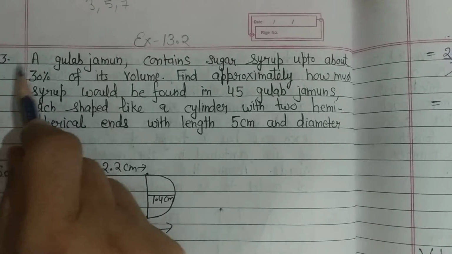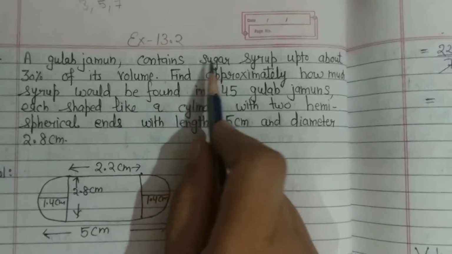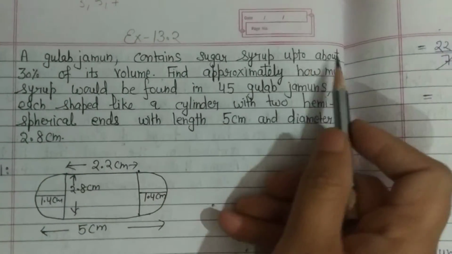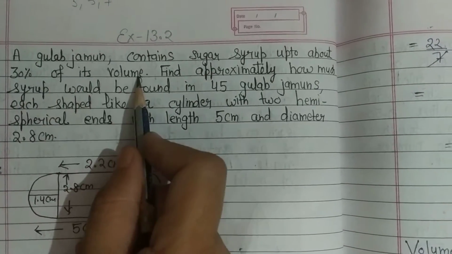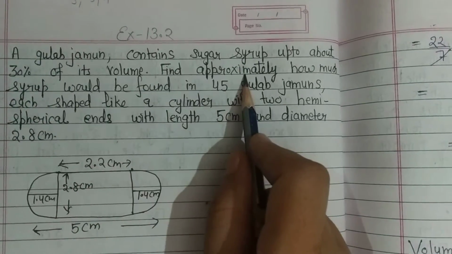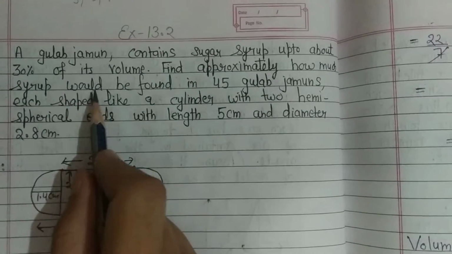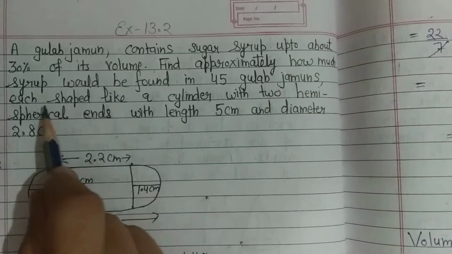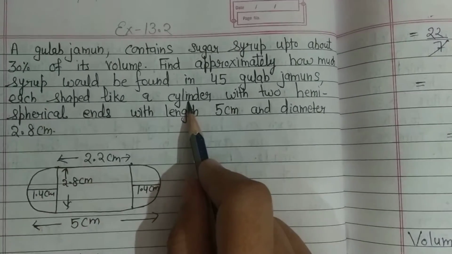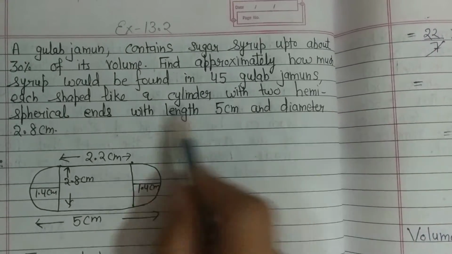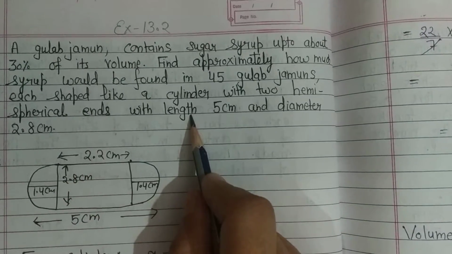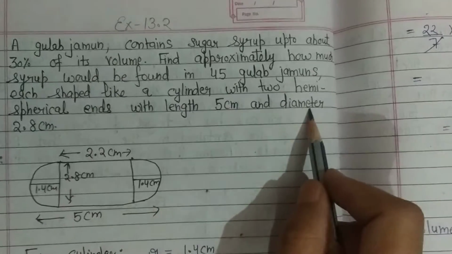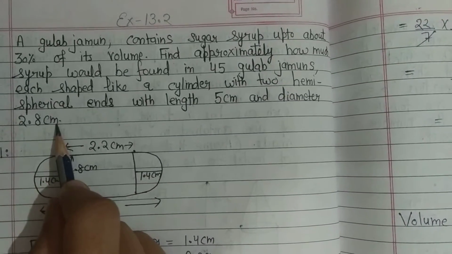Question number 3: a gulab jamun consists of sugar syrup up to about 30% of its volume. Find approximately how much syrup would be found in 45 gulab jamuns, each shaped like a cylinder with two hemispherical ends, with length 5 cm and diameter 2.8 cm.